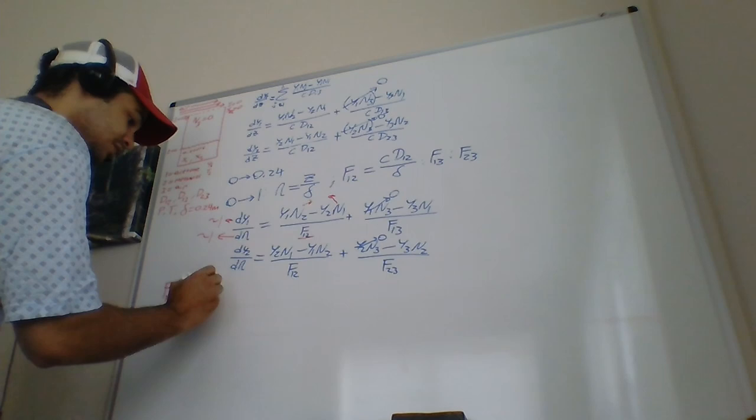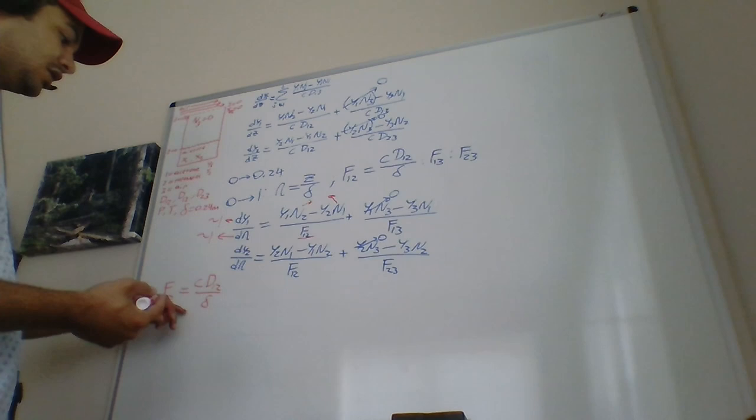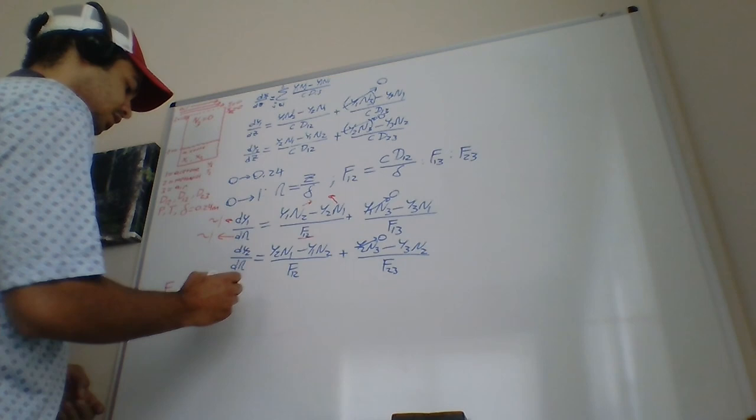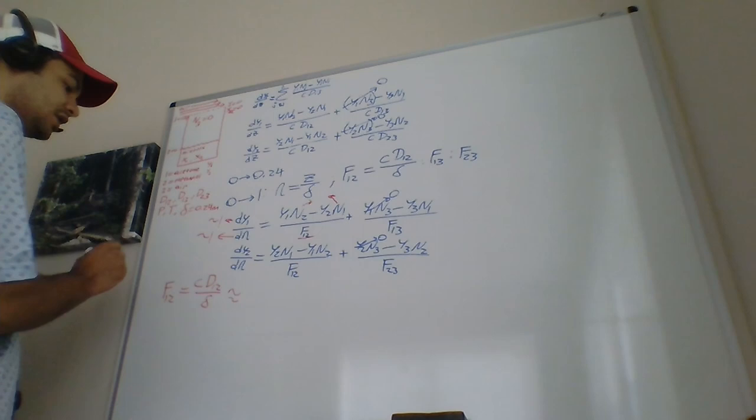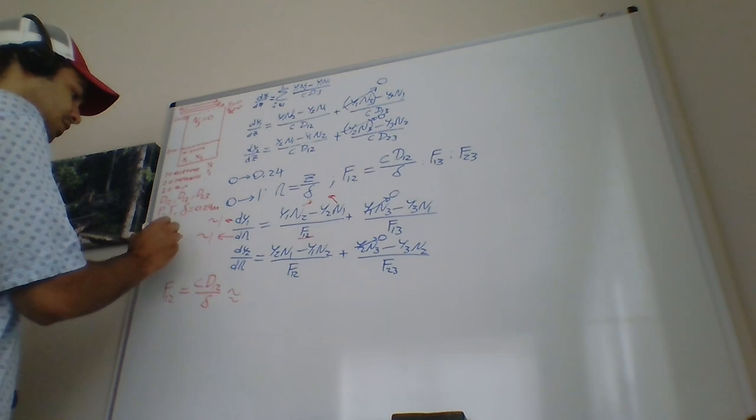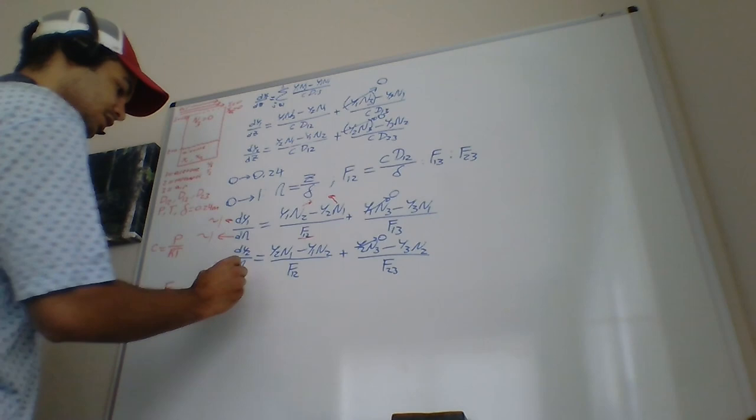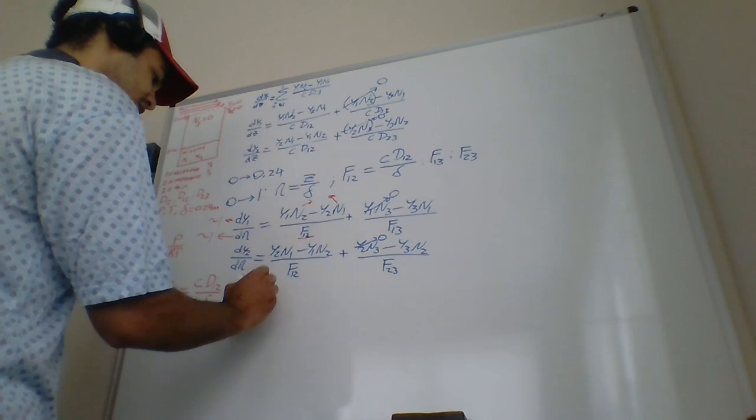Now we're going to look at the order of magnitude of this variable. Because of the concentration, we can define that the concentration given pressure and temperature is going to be P over RT. So this variable goes into P over RT times a diffusivity from 1 to 2 over delta.